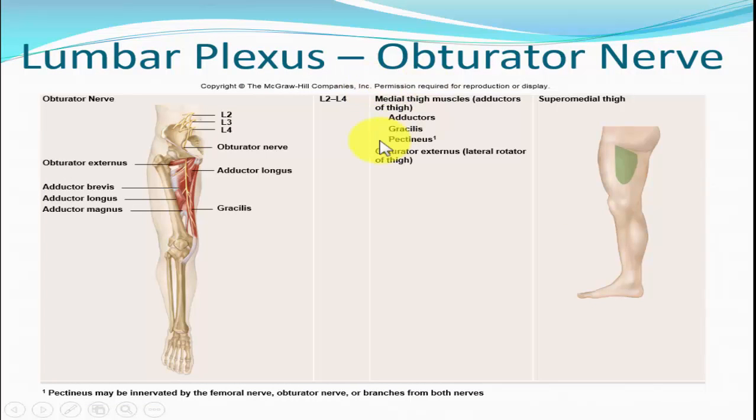The obturator nerve is going to do L2 through L4 as well, but this is going to be on the medial thigh, so your adductors, your gracilis, and your pectineus, and your obturator externus, which is one of your rotators of your thigh. Basically, this is going to be on the medial side here and running just underneath your glutes and run up the medial thigh, superior medial thigh.